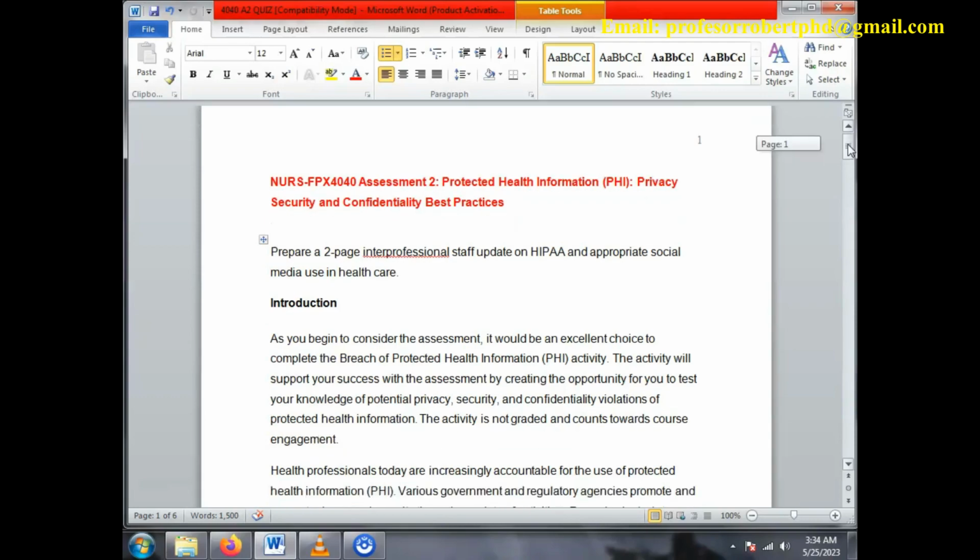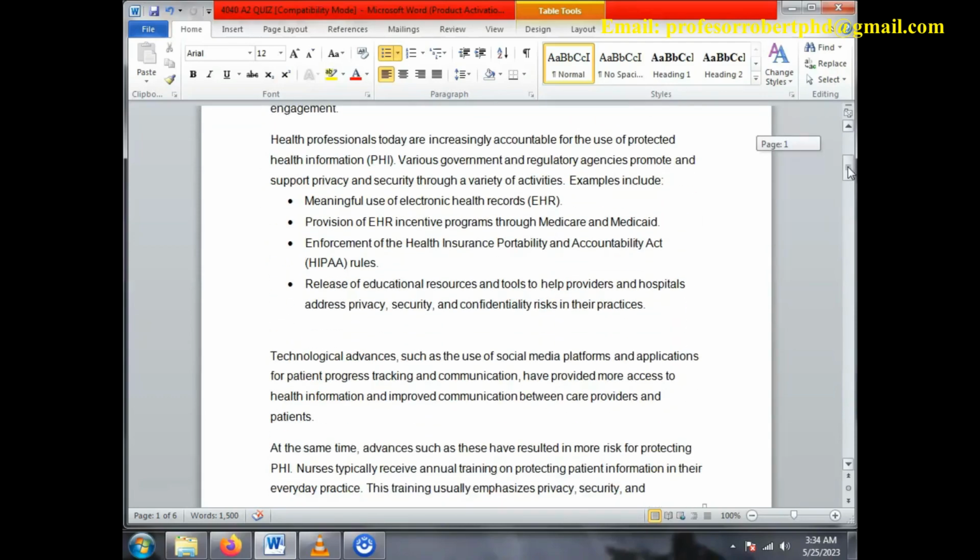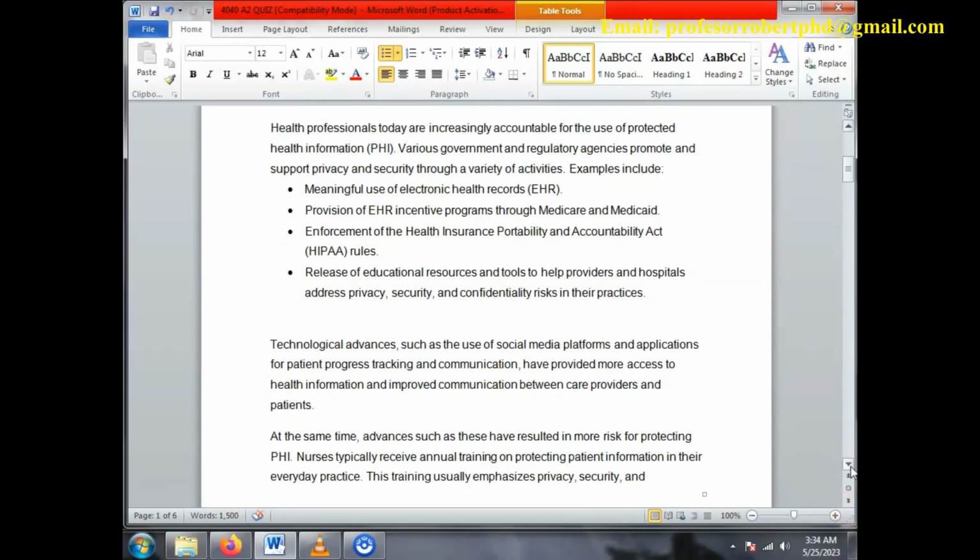Health professionals today are increasingly accountable for the use of protected health information (PHI). Various government and regulatory agencies promote and support privacy and security through a variety of activities. Examples include meaningful use of electronic health records, provision of incentive programs through Medicare and Medicaid, enforcement of the Health Insurance Portability and Accountability Act (HIPAA) rules, release of educational resources and tools to help providers and hospitals address privacy, security, and confidentiality risks in their practices.